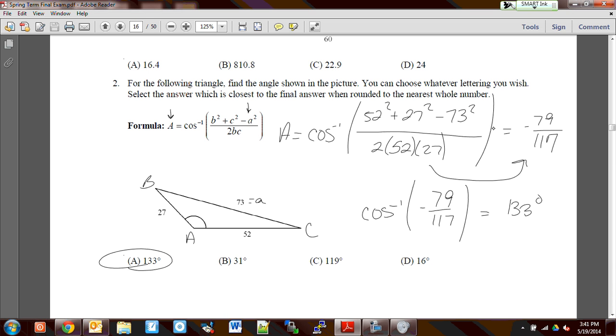Now remember, the parentheses equals the negative 79 over 117, not the whole thing. So then we took the inverse cosine of that, and that will give us A. Alright, just remember, this says A equals, and so this letter here and this letter here should agree with each other. And whatever this letter is, that's the angle that you're going to be finding. So in this case, the angle that we're finding is going to have to be A, and the 73 is going to have to be little a.